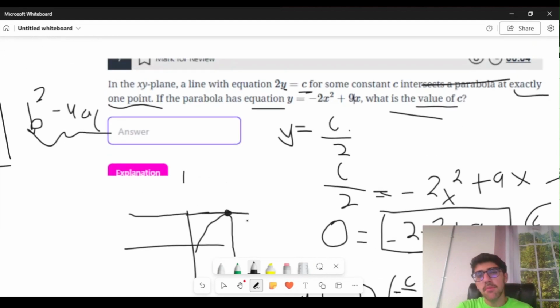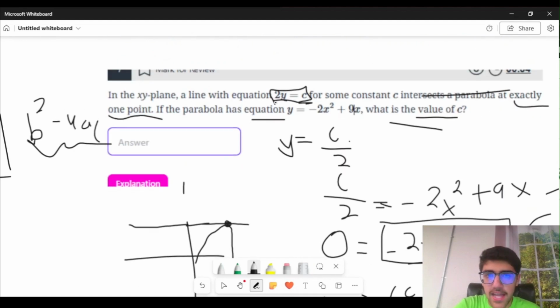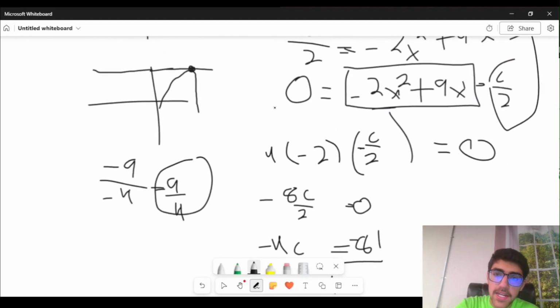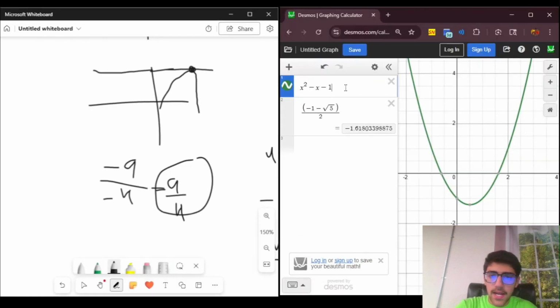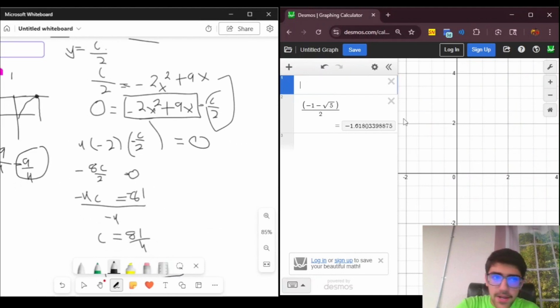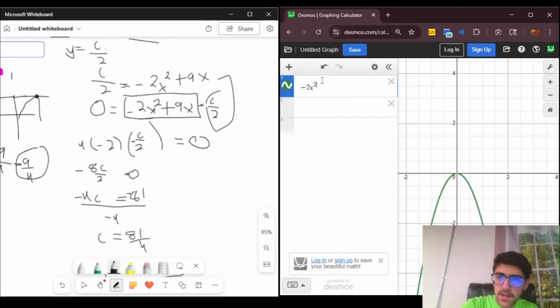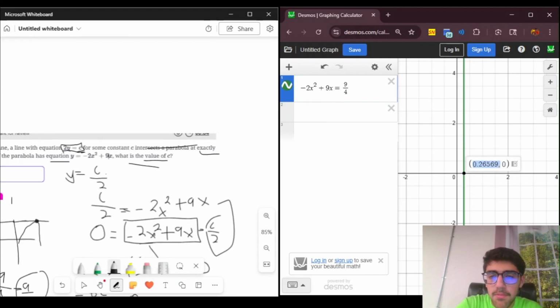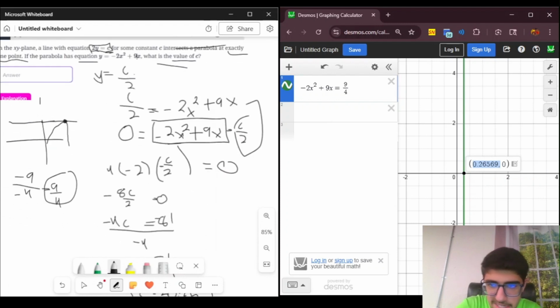So now what can I do? I can't plug this into this equation to solve for c, because that is the x value, and this equation doesn't have any x values. So what can I do? I can plug it into this one again. If I open Desmos and put negative 2x squared plus 9x, and set that equal to 9 over 4, that would give me the x value where that is true.